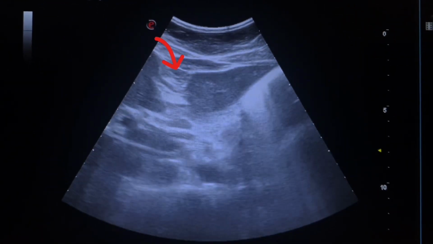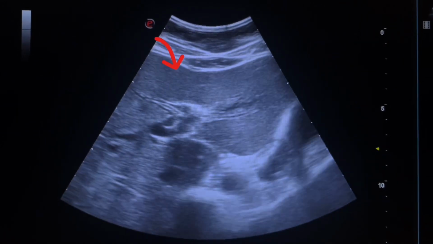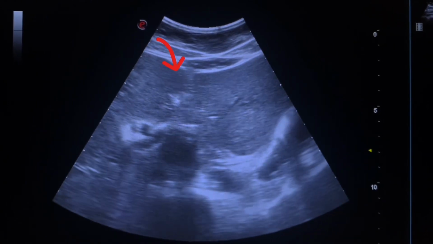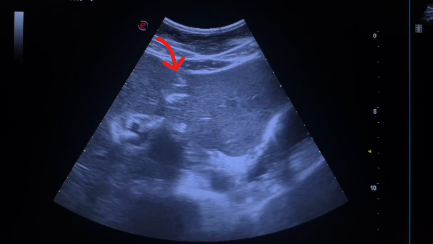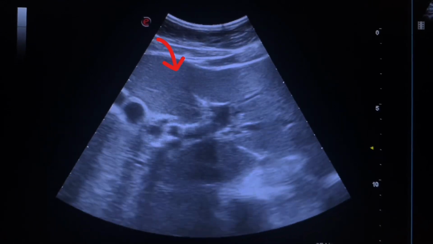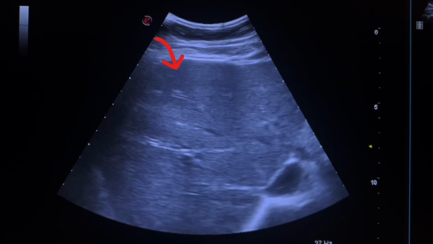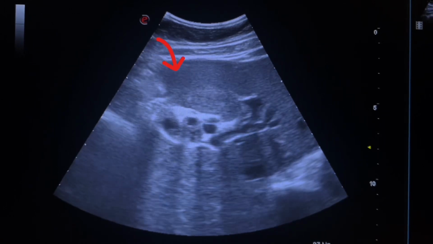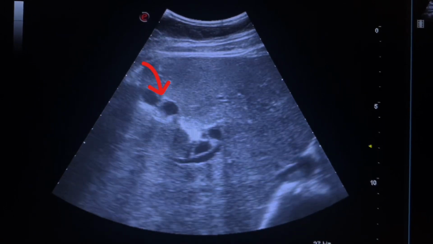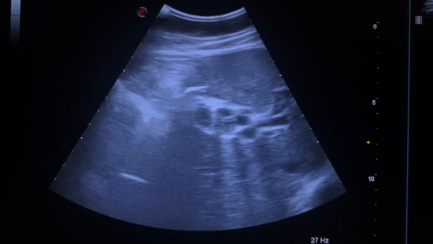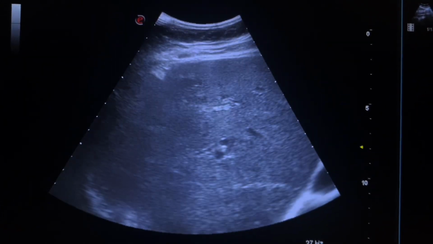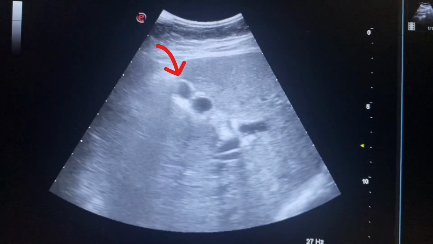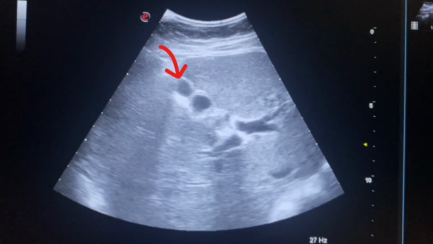Now we slowly slide the probe to the right side to examine the texture of the liver. The liver shows normal texture, no mass or lesion seen. This is the right lobe of the liver. Here we see the gallbladder. Now if we focus on the gallbladder, we see another cyst at the fundus of the gallbladder.